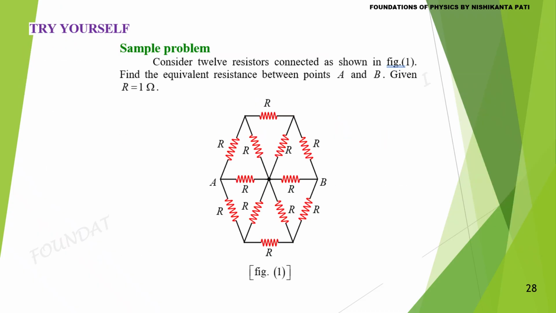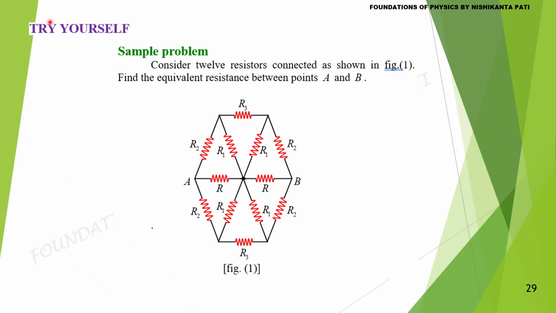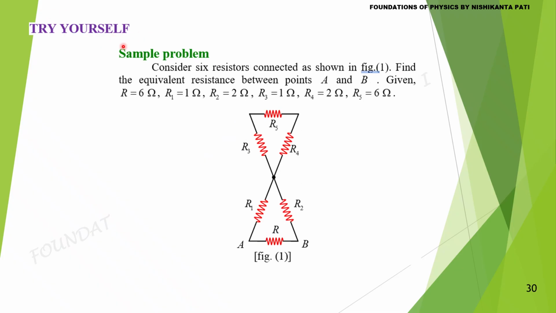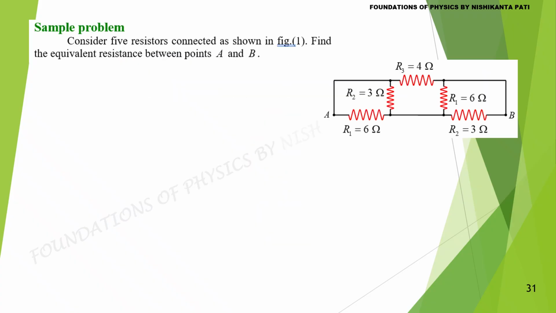This you will do by yourself. This also you will do by yourself. This one you will try. Consider 5 resistors connected in the figure. Find the equivalent resistance between A and B.